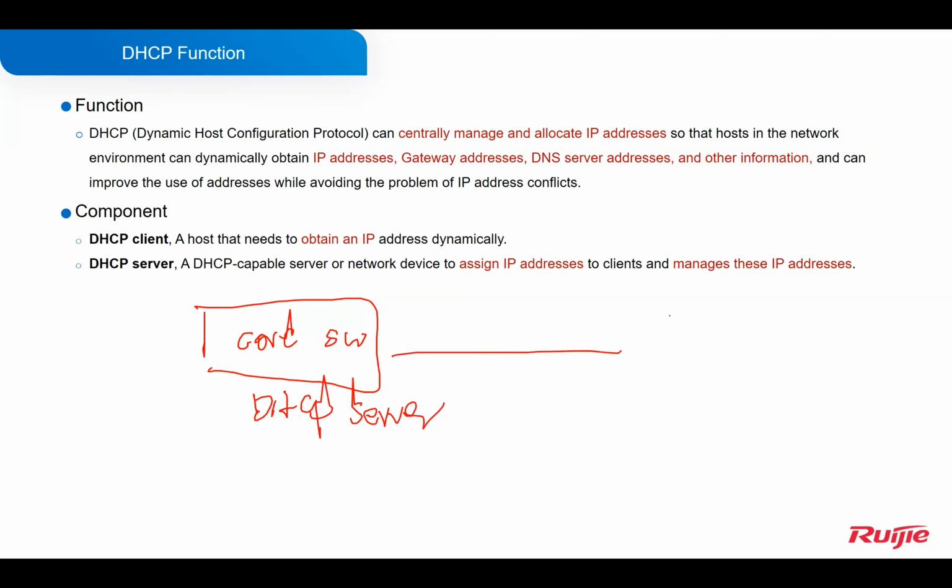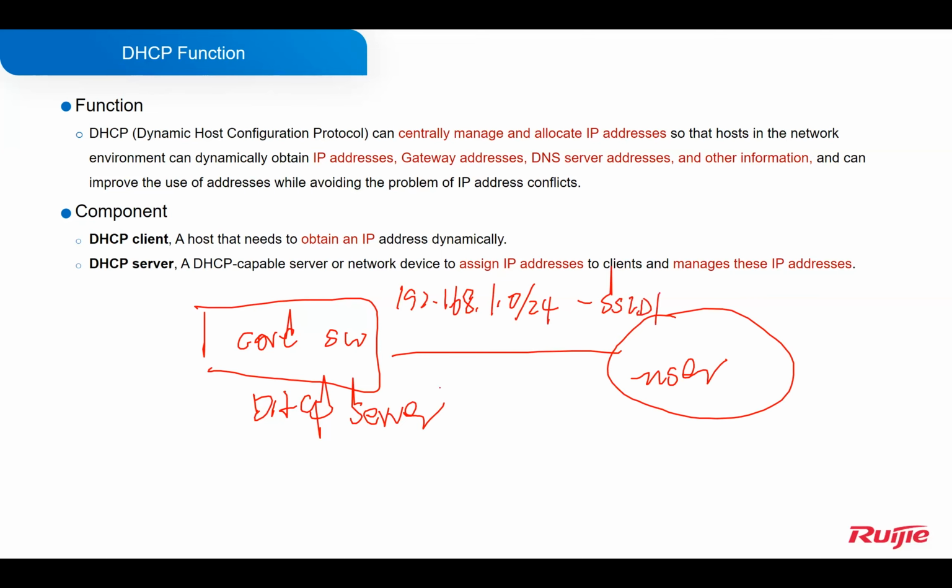For our device, this is the user. We can provide different SSID information, including different DHCP pools. For example, 192.168.1.0 for this segment, we provide to our users for one SSID. Of course, for another SSID we can provide, for example, 192.168.2.0, and the segment is 24 for SSID 2.